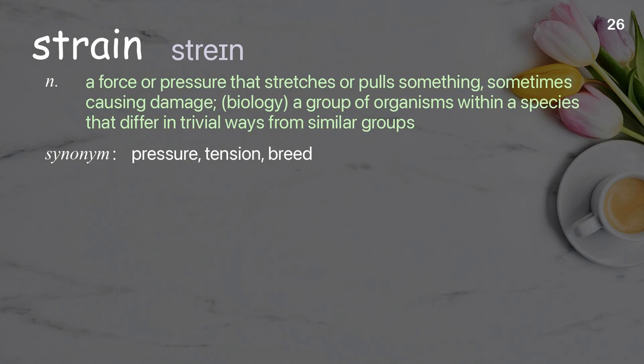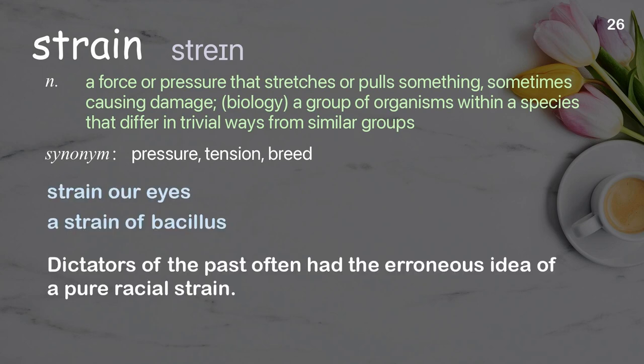Strain. A force or pressure that stretches or pulls something, sometimes causing damage. Biology, a group of organisms within a species that differ in trivial ways from similar groups. Examples: strain our eyes, a strain of bacillus. Dictators of the past often had the erroneous idea of a pure racial strain.